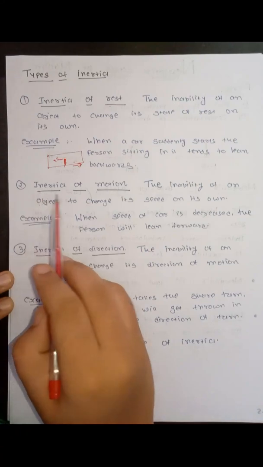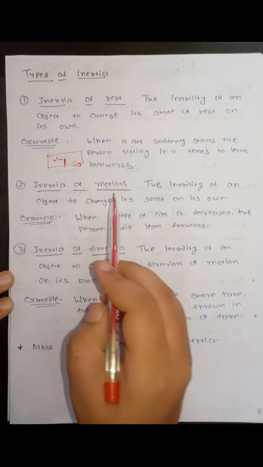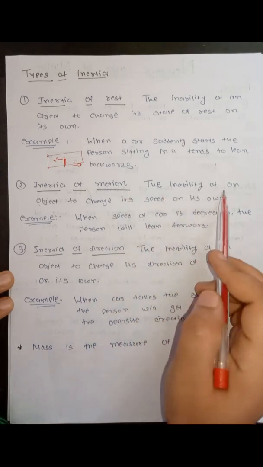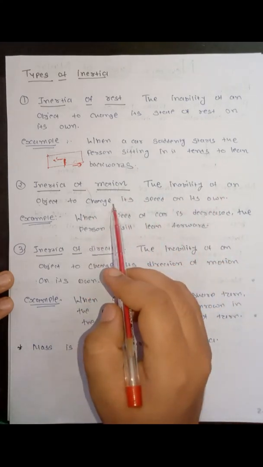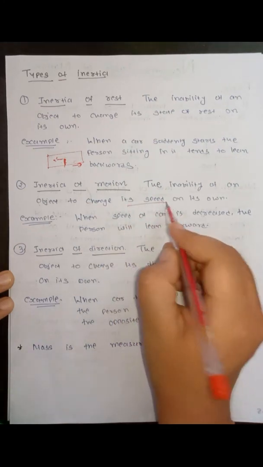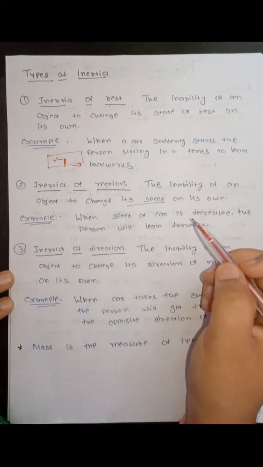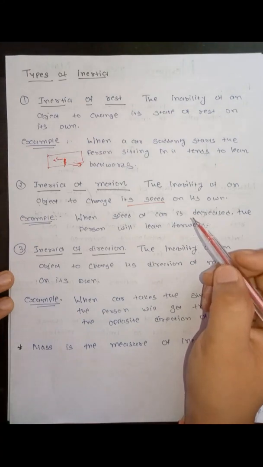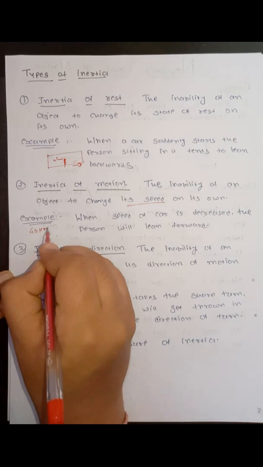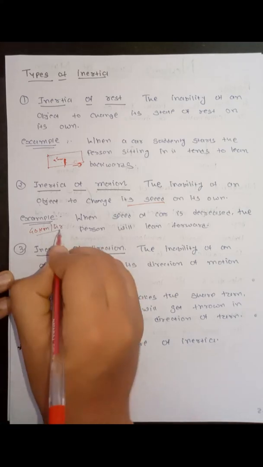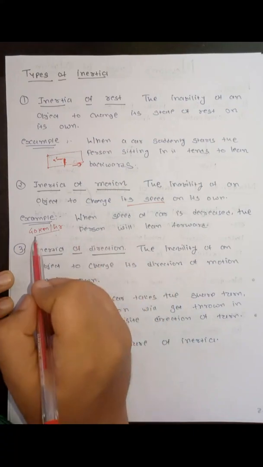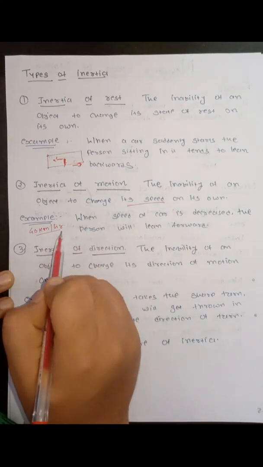Second type is inertia of motion. Inertia of motion is the inability of an object to change its speed on its own. For example, we are sitting in a car that is moving with constant speed 40 km per hour. So our tendency is to move constantly with the car with speed of 40 km per hour.